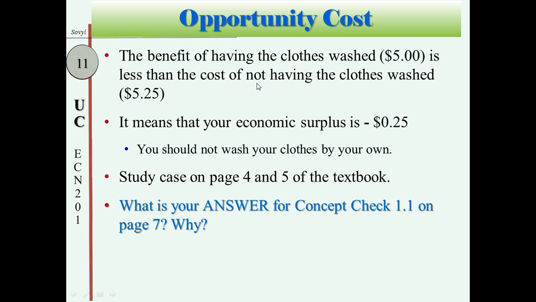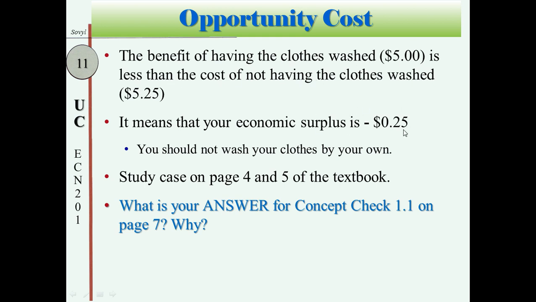But if you do not, for example, if you have the clothes washed, you pay $5.25. That's why it means that the economic surplus is negative. Okay, what does it mean if you do not have the clothes washed? It means that you don't wash the clothes. But in this case, we say that not washing, the clothes are still washed, but washed by you or washed by someone else. Suppose that it is washed by you.